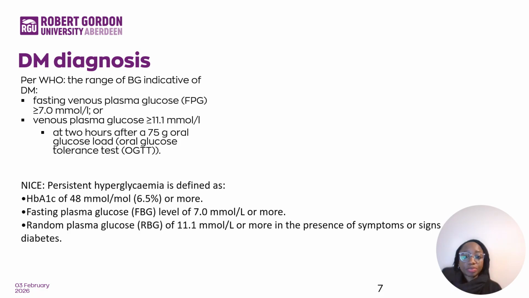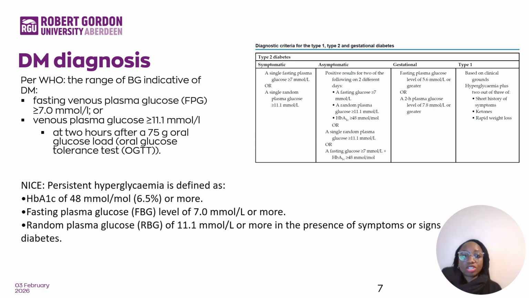NICE also classifies diabetes as persistent hyperglycemia, where the HbA1c is 48 or over, so that's 48 millimoles per mole. That's equivalent to around 6.5% or more, or a fasting blood glucose level of 7 millimoles per liter or over, or a random blood glucose of 11.1 millimoles per liter, and also in the presence of other symptoms associated with diabetes. I thought I'd include this here again just to remind you all about type 2 diabetes mostly, and what could be symptomatic or asymptomatic.